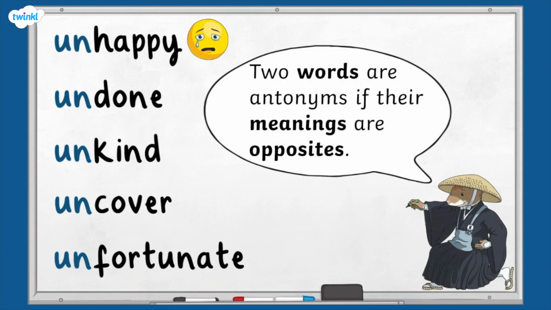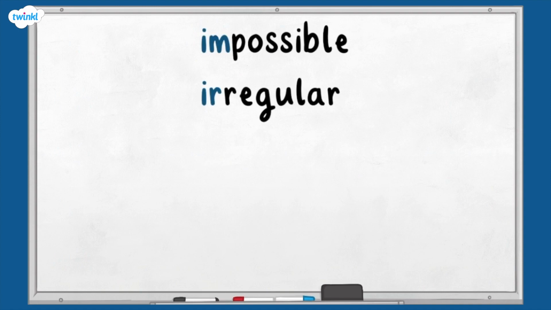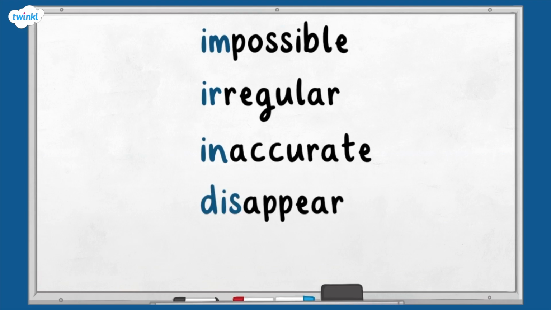Adding un creates the antonym of the root word. Two words are antonyms if their meanings are opposites. These prefixes can also be used to reverse their meanings. Impossible, irregular, inaccurate, disappear.